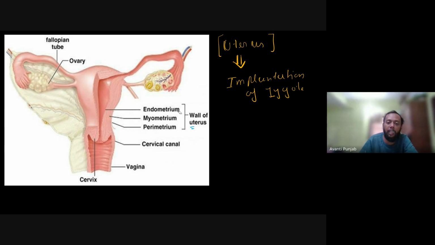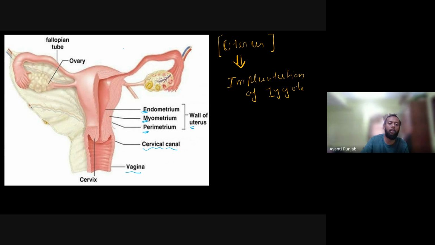First of all, you can just see that you will have three layers. The innermost layer is the endometrium, the middle layer is called the myometrium, and the outermost layer is called the perimetrium. We'll see all the layers again after some time. Then we have the cervical canal, and then the vagina, which we will find in the female reproductive tract.